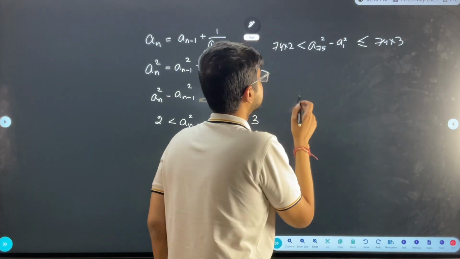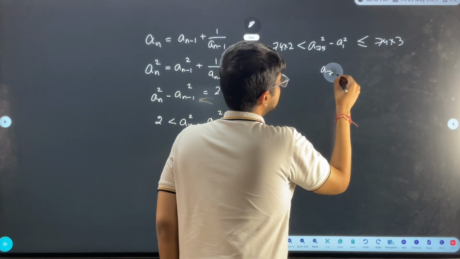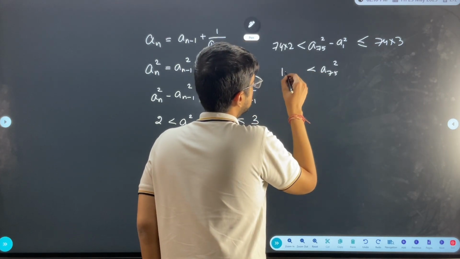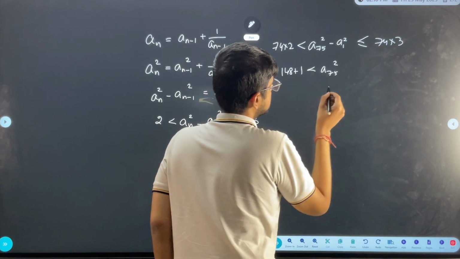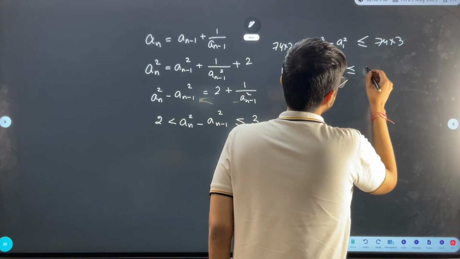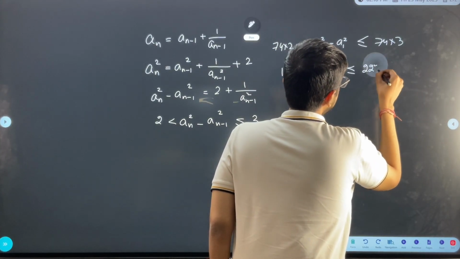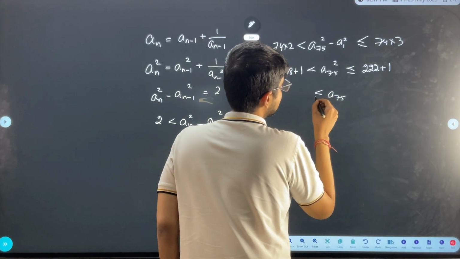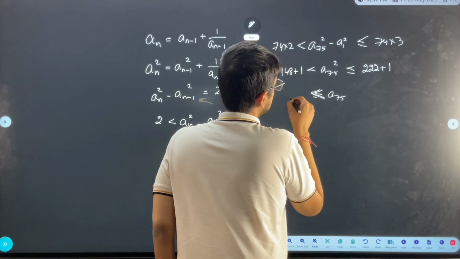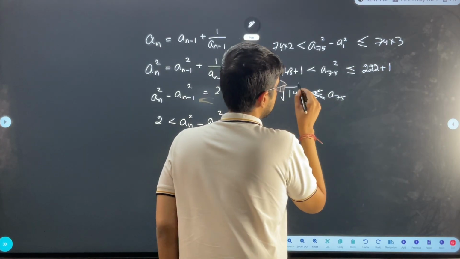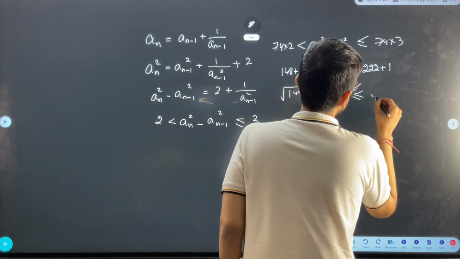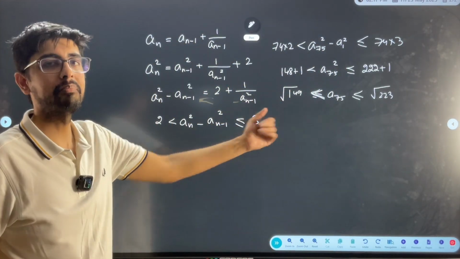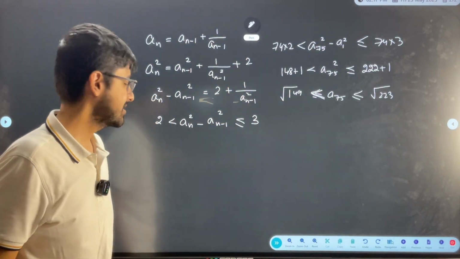And a1 square is 1, so a75 square is greater than 74 into 2, which is 148, plus 1, and less than or equal to 222 plus 1. So a75 is greater than square root of 149 but less than or equal to square root of 223, and that's how you get the minimum and maximum value for this problem.